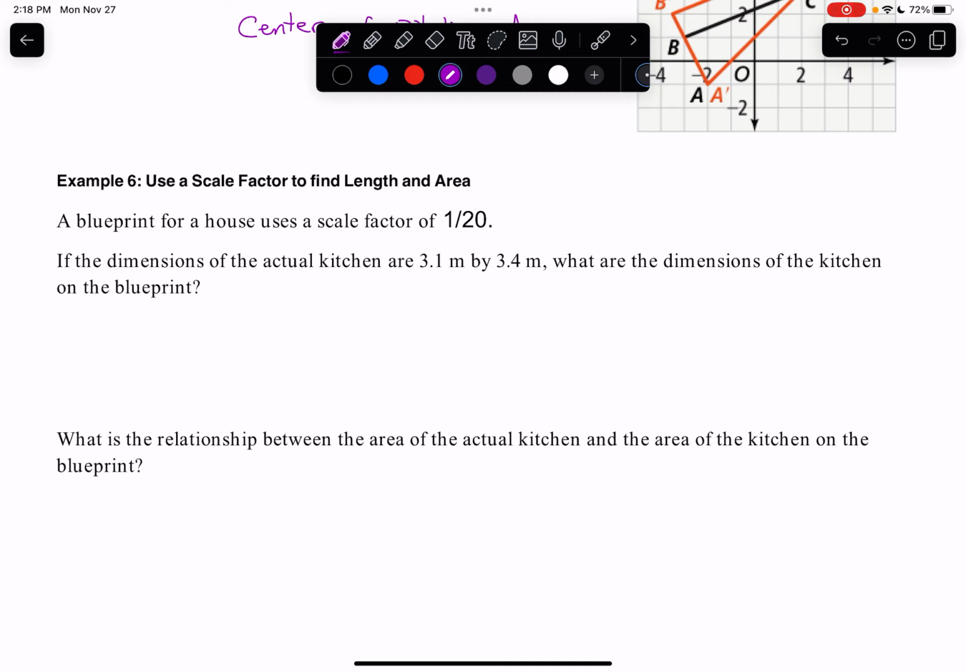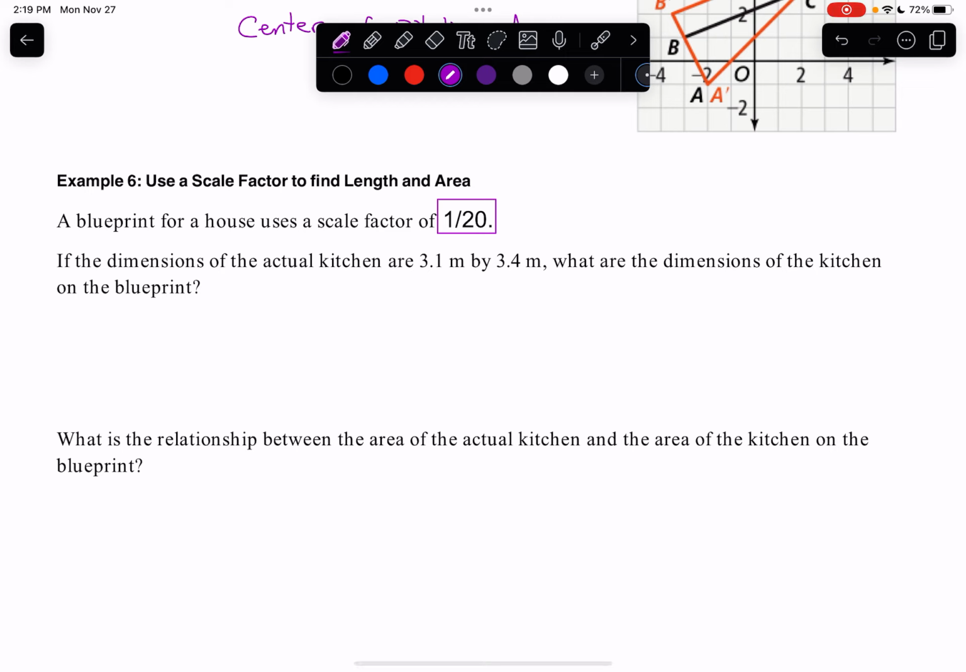Could be a kitchen, a house, whatever. And it says a blueprint for the house uses a scale factor of 1/20. So compared to the real house, every distance on the blueprint is 1/20 as long. If the dimensions of the actual kitchen are 3.1 meters by 3.4 meters, what are the dimensions of the kitchen on the blueprint? So all we need to do is take these dimensions and multiply them by 1/20, or divide them by 20.